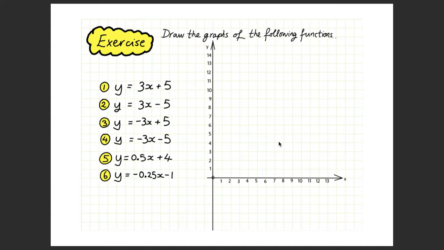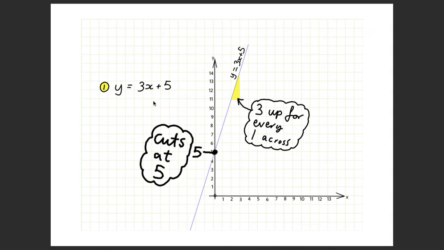Okay, here come the answers. So first one, y equals 3x plus 5. It's going to cut at 5, and it's going to go 3 up for every 1 across, because of the 3x. Make sure it's labeled properly, so you've got numbers on the lines and not in the middle of the squares. X across, y up, and then starting at 0 on each of the x and y axes.